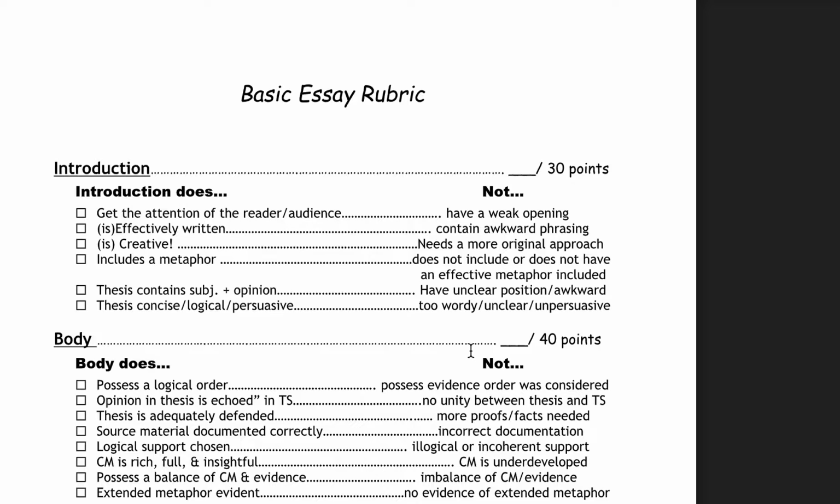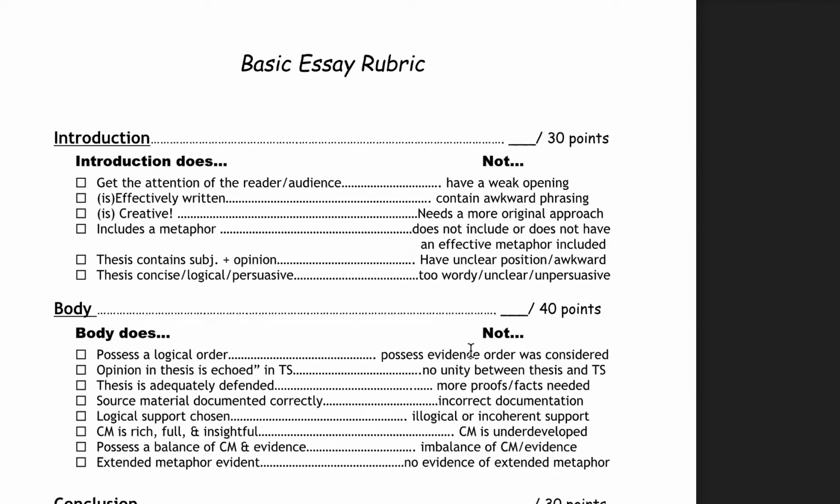Okay, let's go over the rubric. This is what I call my basic rubric for writing an essay. I will add to this rubric when we begin working on essay 2. But for now, this is just to enable you to learn the basics of writing according to the proper format for upper level writing. First of all, let's begin with the introduction. Your introduction is worth 30 points.